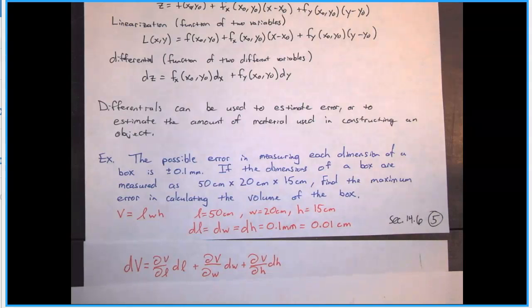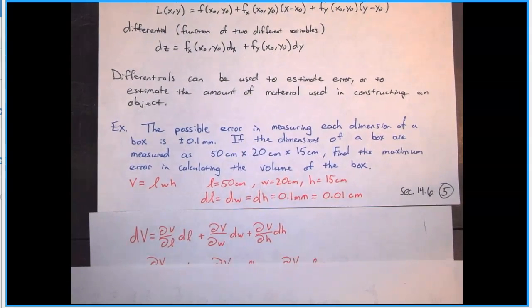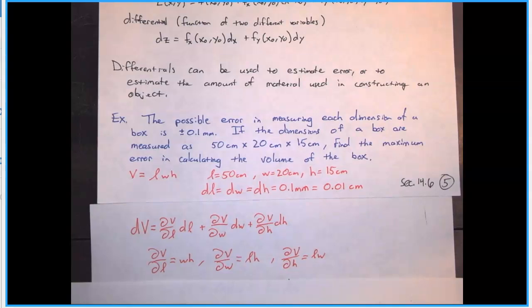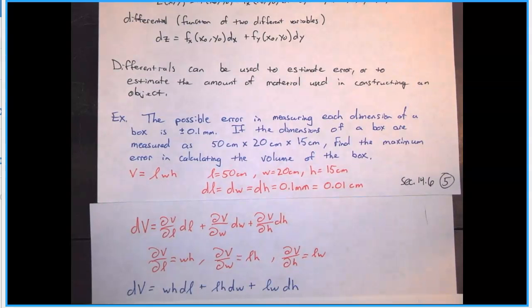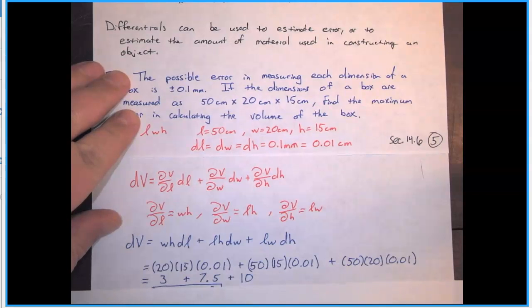Now I actually have to take these partial derivatives, but the formula for volume is pretty simple, right? So for these partial derivatives, with respect to L I get W times H, with respect to W I get L times H, and with respect to H I get L times W. And now the formula for my differential is as written there. It's W times H times dL plus L times H times dW plus L times W times dH. And now I have all the information I need. I could just plug in numbers and see what I get.